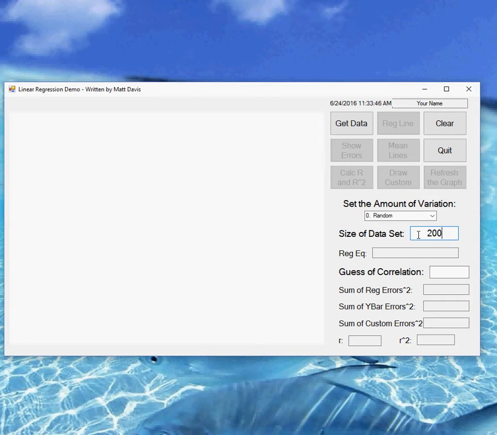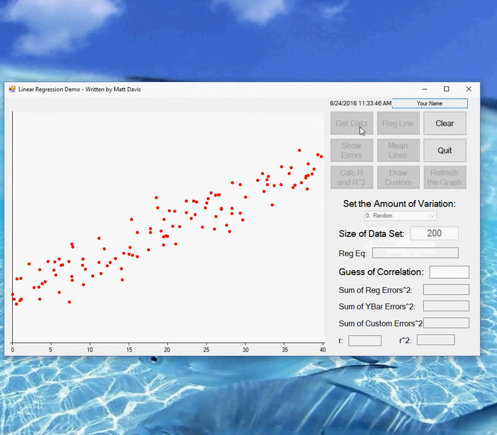So then Part A says to enter a sample size of 200, so I'm going to click that. Make sure your name is in this box if it wasn't already there from the previous one. Type it in now. And then it says to set the amount of variation to random. Yours was probably set to little, so just pull that down and select random. And then it says to get data. So we would do that, and then we're going to try and guess at the correlation.